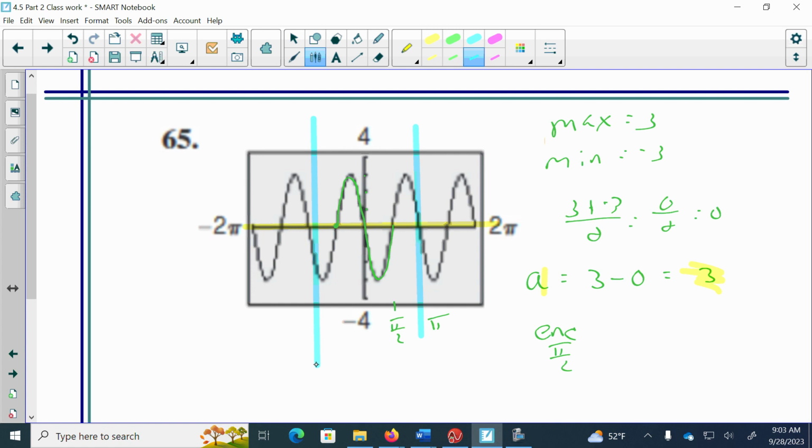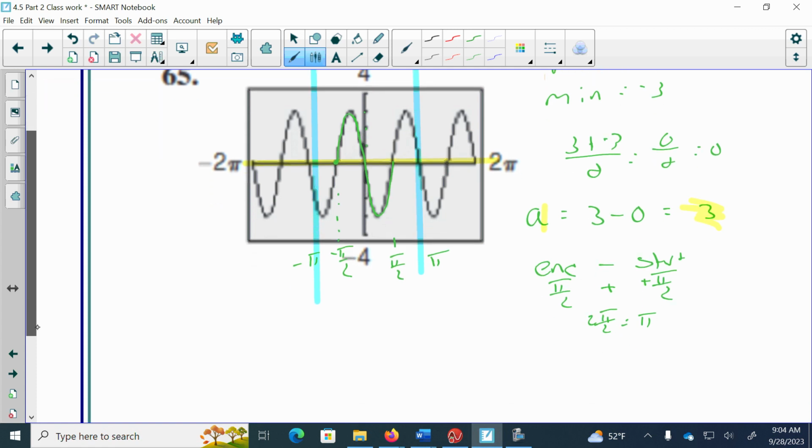Very bad line. And then, if this is negative pi, then this here would be negative pi over 2. So my start is negative pi over 2. You take your end minus your start. So I'm going to have negative pi over 2 minus pi over 2, which would be 2 pi over 2, which is just pi. Now that tells me my period, but I need to find my b based on that.